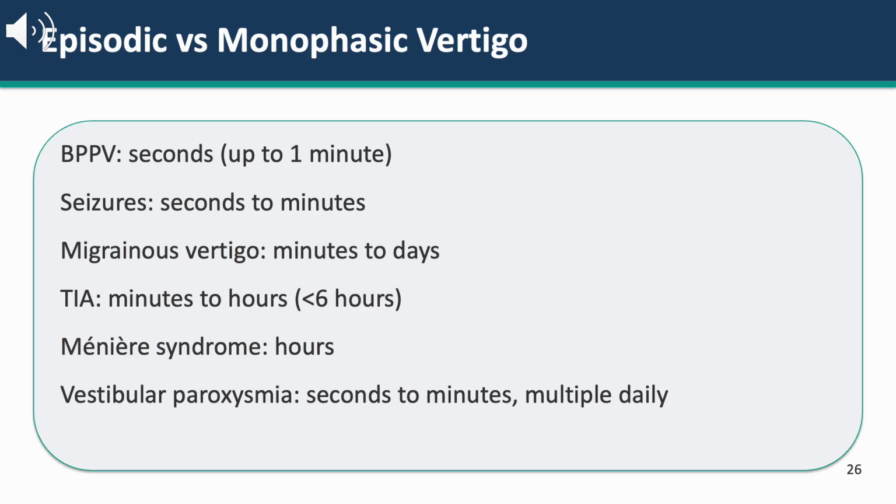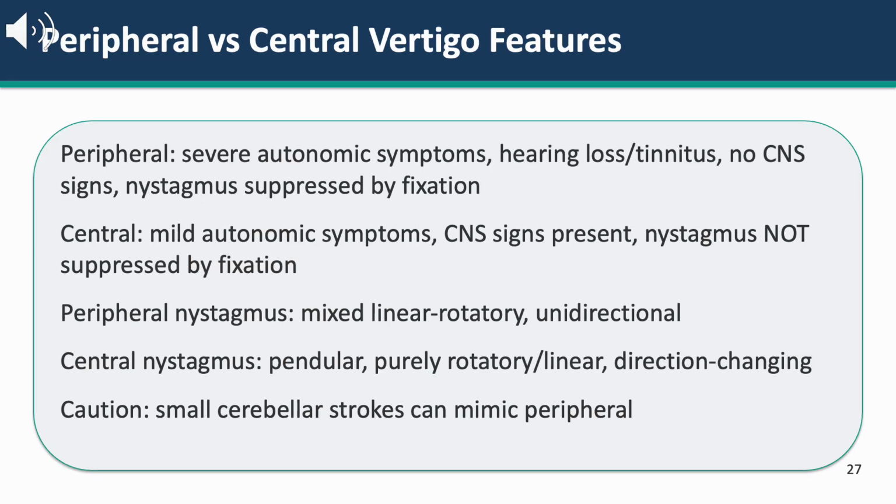Vestibular paroxysmia, a neurovascular compression syndrome of the 8th cranial nerve, is characterized by brief attacks of vertigo lasting seconds to minutes, often occurring multiple times daily with accompanying nystagmus and unsteadiness. Monophasic vertigo may have an abrupt onset, as with trauma, stroke, or demyelinating disease. A subacute onset, as with vestibular neuritis, or a subacute to chronic onset, as with toxic vestibulopathy or posterior fossa masses. Distinguishing peripheral from central vertigo is a critical clinical skill.